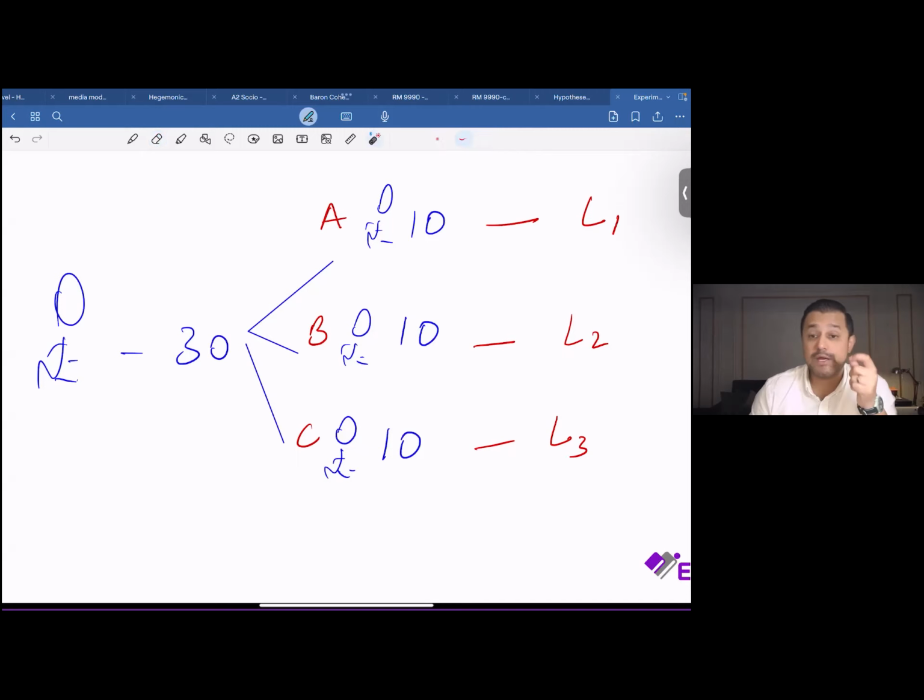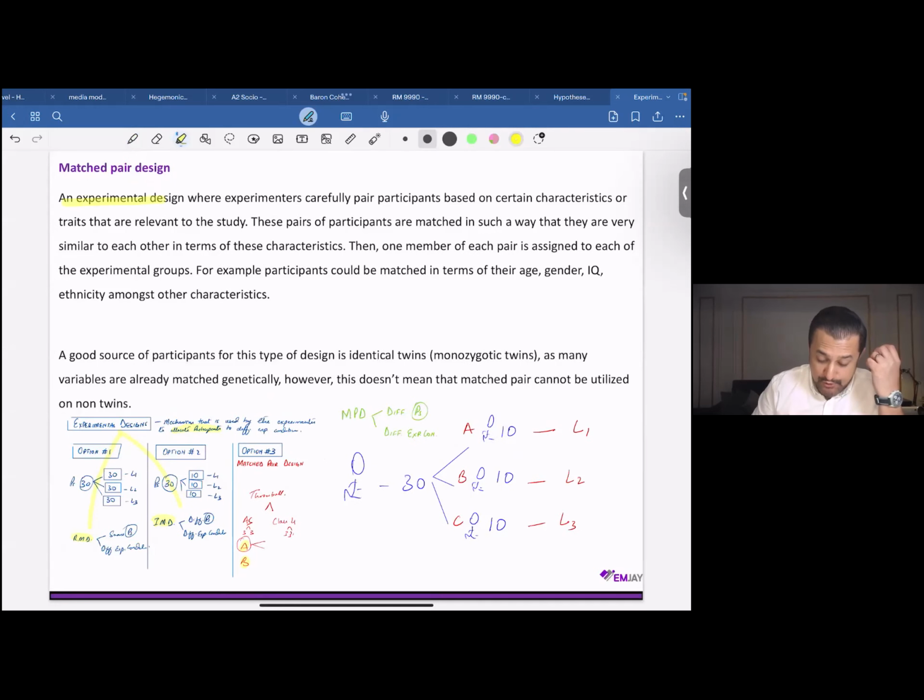So a matched pair design is when there are different participants going through different experimental conditions. However, the participants you have here, you try to match in terms of different characteristics, and hence the name, matched pair design. It is an experimental design where experimenters carefully pair participants based on certain characteristics or traits that are relevant to the study.